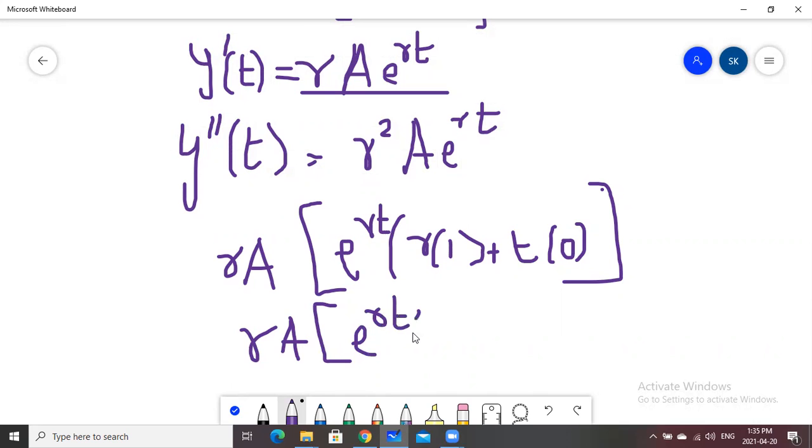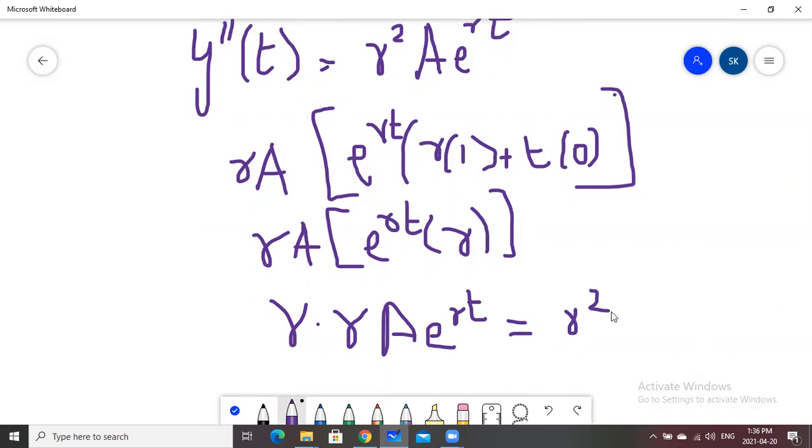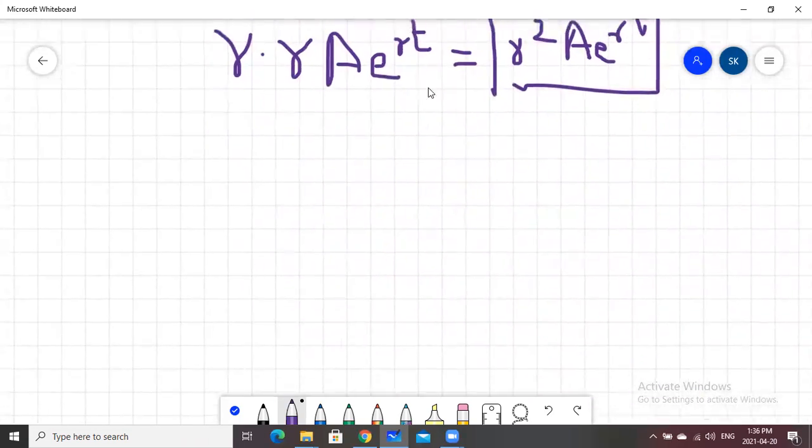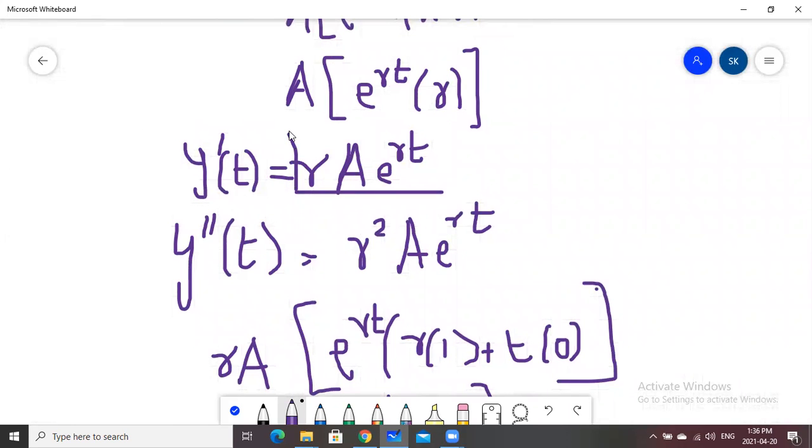into r, and therefore rearranging this particular value, we get r multiplied by r a e raised to power rt, multiplying r with r will make it equal to r square, and therefore the higher order derivative is r square a e raised to power rt. So this is the higher order derivative. Now this is the highest order derivative over here, and this is the first order derivative over here.